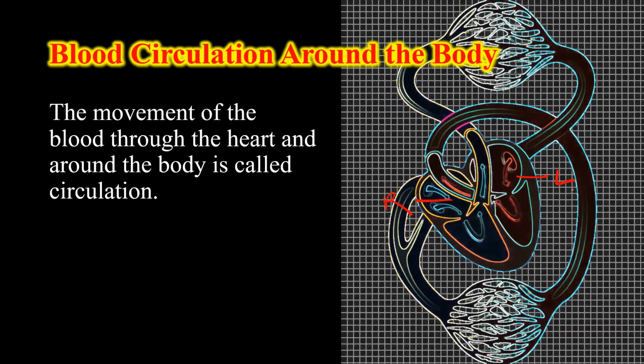The left side of our heart is related with the oxygenated blood, or we can say the pure blood, while the right side of the heart is related with the impure blood, or we can say the carbonated blood. The circulation of the blood starts from the left ventricle of the heart. The left ventricle pushes out the oxygenated blood into the different parts of our body.